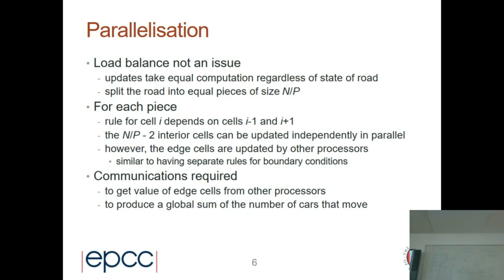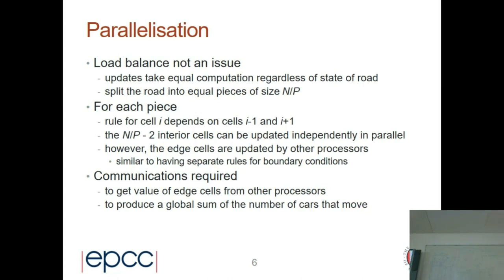The real street cell I depends on I minus 1 and I plus 1, and therefore the n over p minus 2 interior cells can be updated independently in parallel. Only the edge cells require information from other processes. It's interesting that these halo cells, these ghost cells, are updated by copying in the serial code, and through message passing in the parallel code, but the structure is identical. Update the boundary conditions, update the road, update the boundary conditions, update the road. It's just that updating the boundary conditions requires communication in the parallel model.